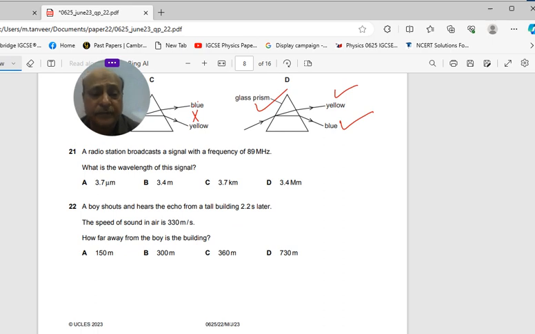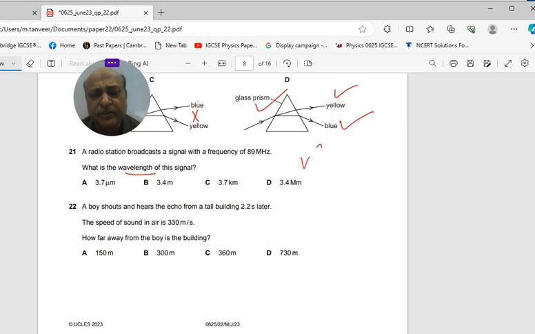Question number 21. A radio station broadcasts a signal with a frequency of 89 megahertz. What is the wavelength of this signal? This is the last question, since after 10 minutes I have to take the next class. So the remaining paper will be solved tomorrow. A radio station broadcasts a signal of frequency. Frequency is given. What is the wavelength of this signal?